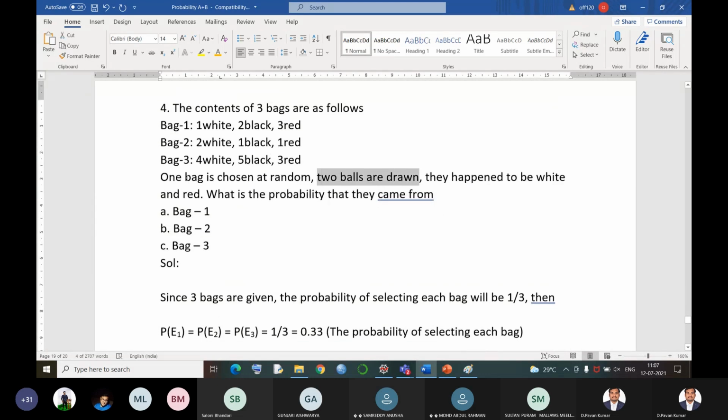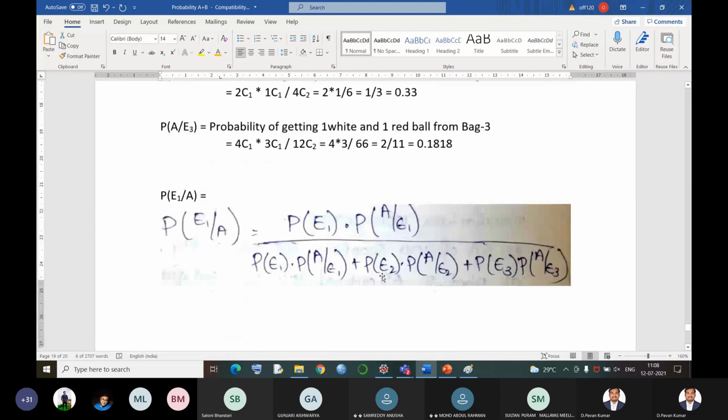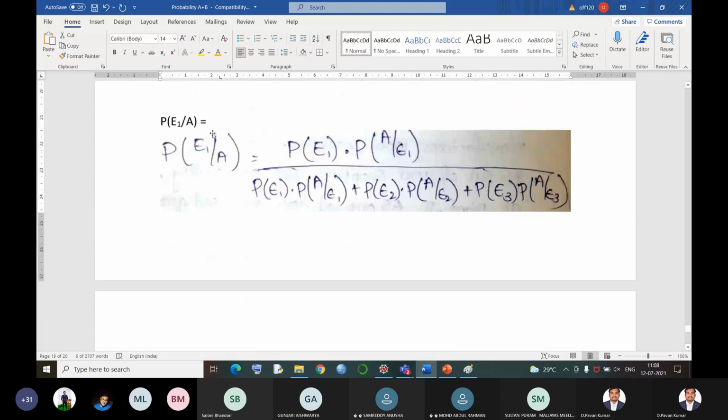Two balls are drawn. One bag is chosen at random and two balls are drawn. They happen to be white and red. What is the probability that it is from bag 1? That means if you have already selected that the balls are white and red, then what is the probability that it is from bag 1?